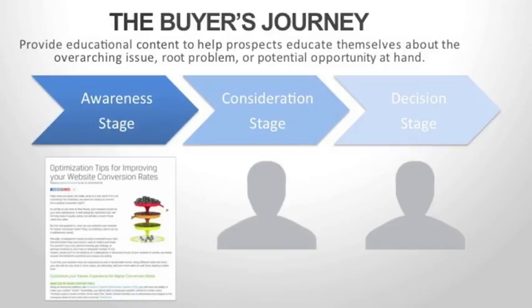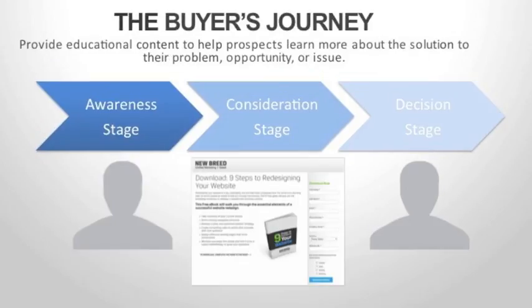They're ready to start learning more of the specifics of a solution. In this case, the solution is redesigning a website. This happens to be a service that the agency provides, but you'll see that this ebook isn't about themselves. It's about 9 steps to redesign your website. That's what this consideration stage content does. It provides educational content to help prospects learn more about the solution to their problem, opportunity, or issue.